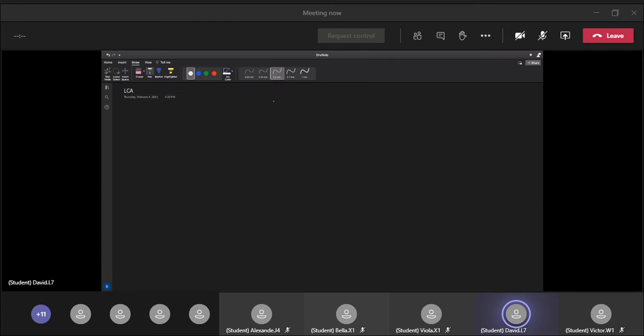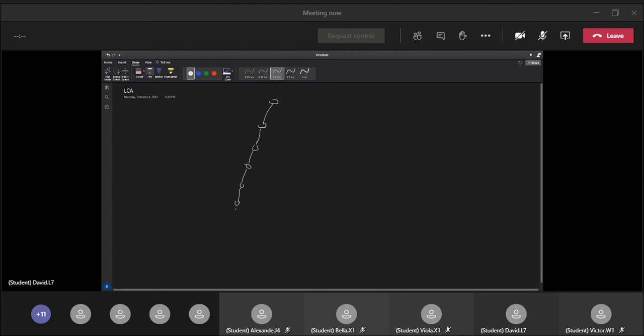So to illustrate this, I'll make a very simple tree, right? Okay, and let's say we wanted to find the LCA of these 2 red nodes, right? Actually, I'll add a node.